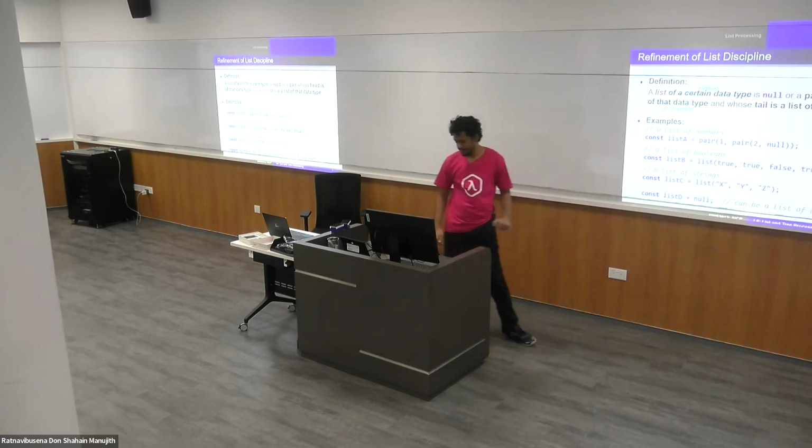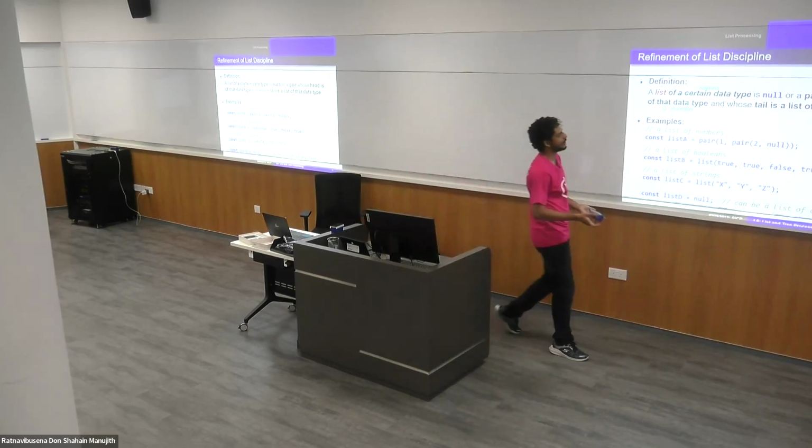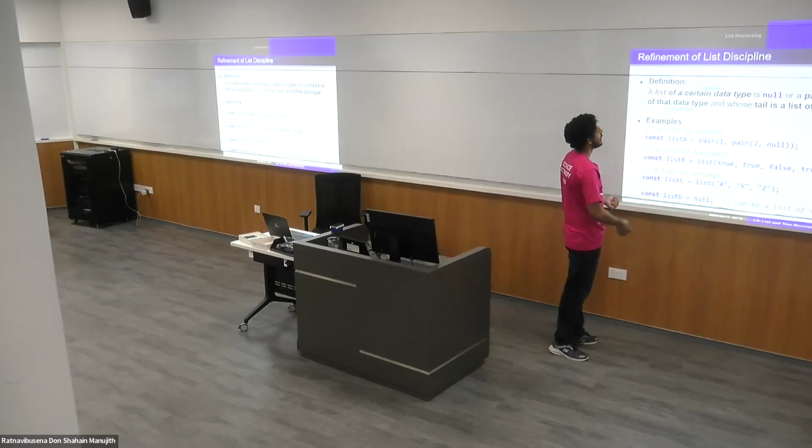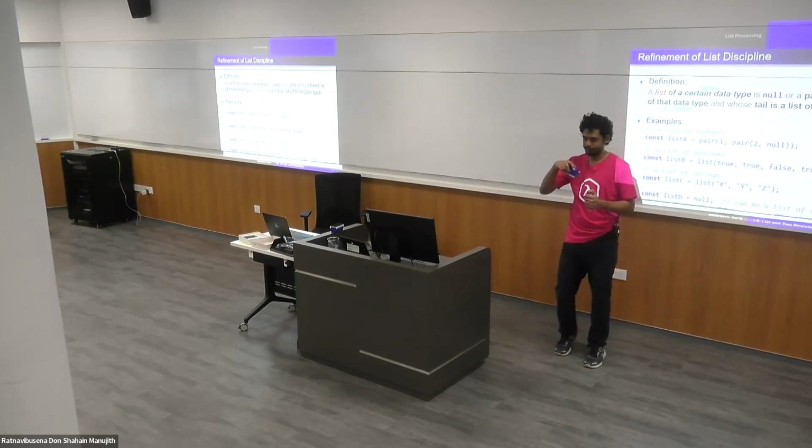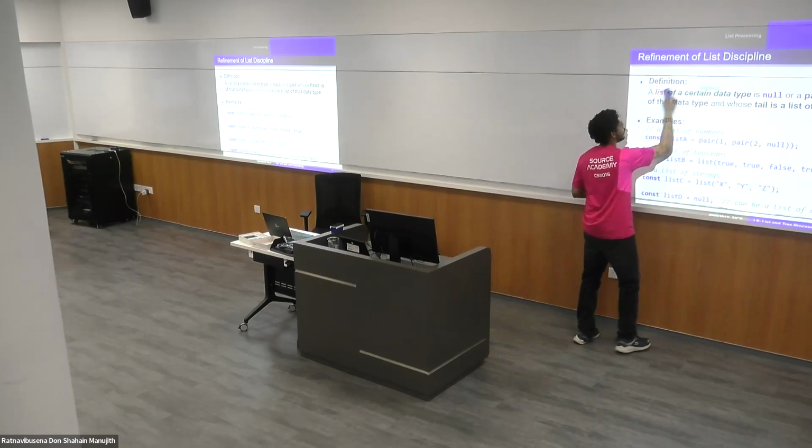This need not be numbers only. It can be, for example, a list of strings, which is either null or a pair whose head is a string and whose tail is a list of strings. Is that okay to everyone? Yeah. Okay, I'll just erase this.